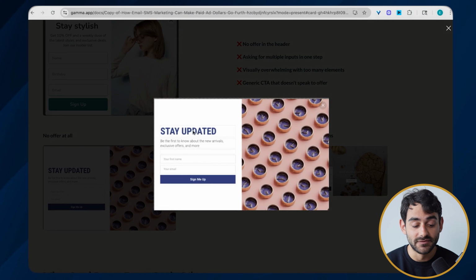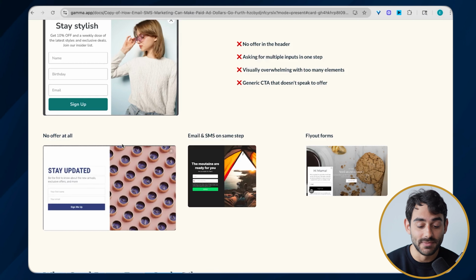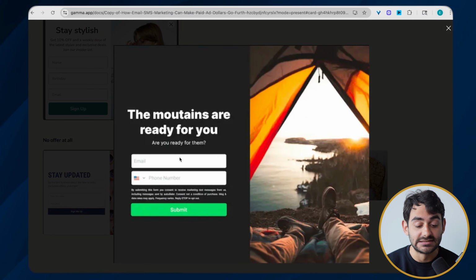So number 1, you could have no offer at all, which is a huge miss. You can have email and SMS on one step in your form, which actually isn't really compliant with SMS laws. So not only is this bad for conversion, it can also be illegal. So you absolutely want to have email and SMS collection on different forms. You want to ask for their email input first and then ask for their SMS input on the next step.